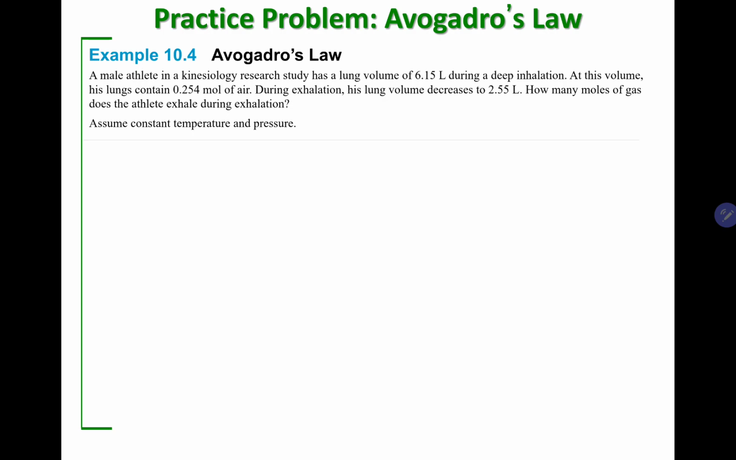All right, so in this example, a male athlete in a kinesiology research study has a lung volume of 6.15 liters. So we have V1 during a deep inhalation. At this volume, his lungs contain 0.2554 moles. That will be our N1. So we know V1 and N1.